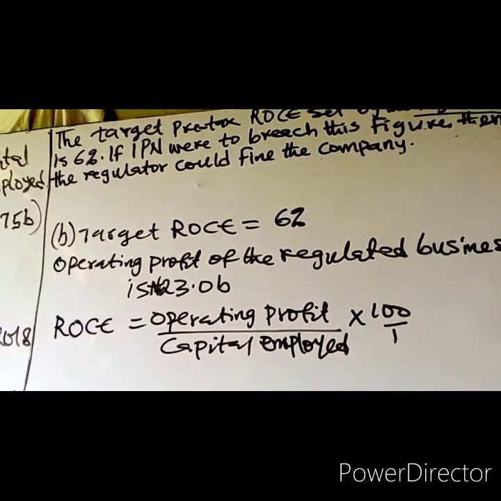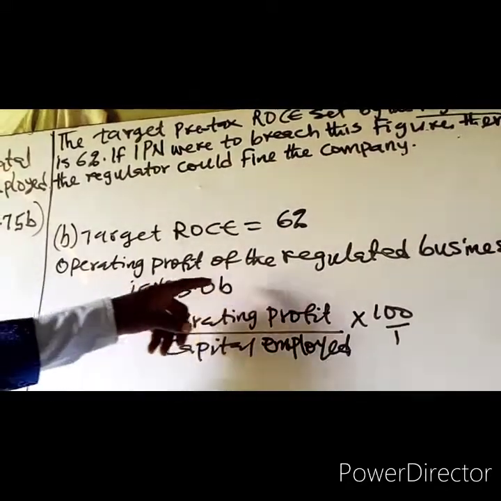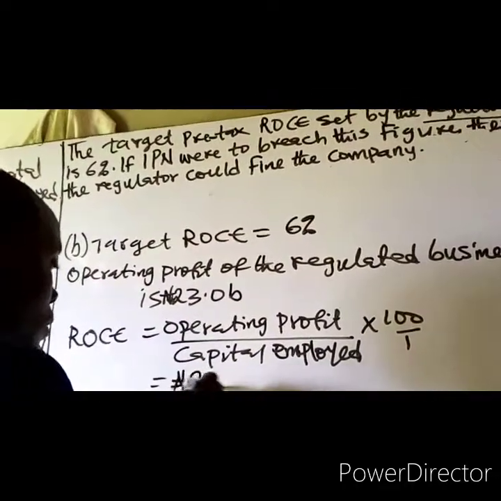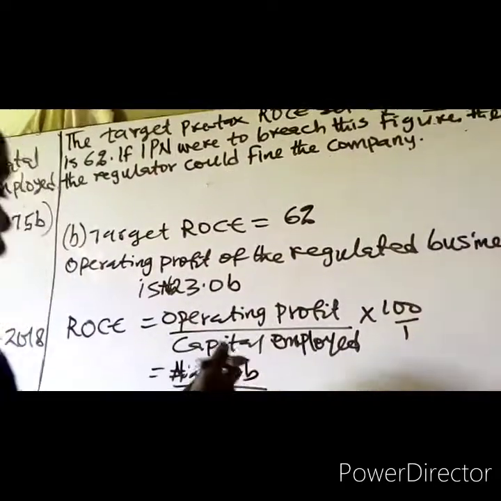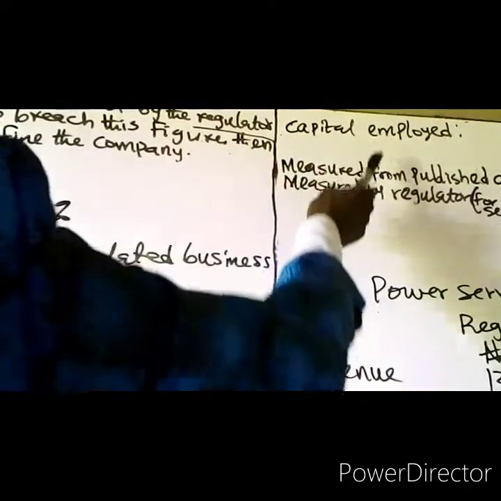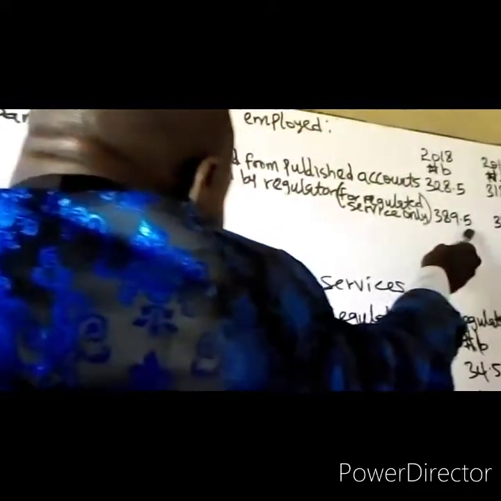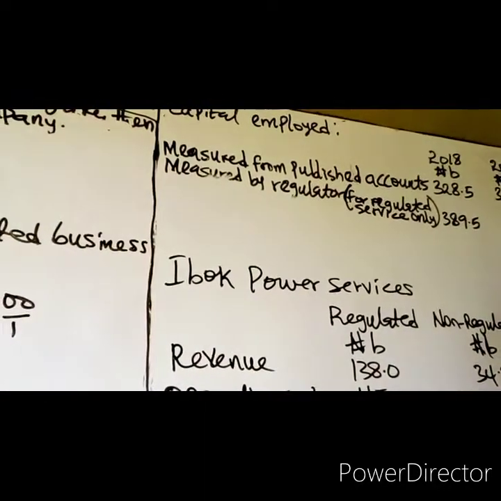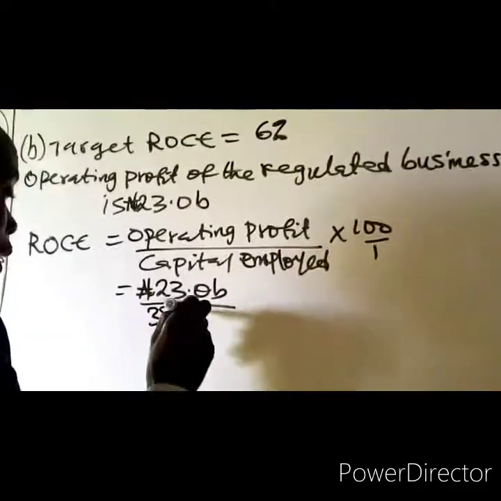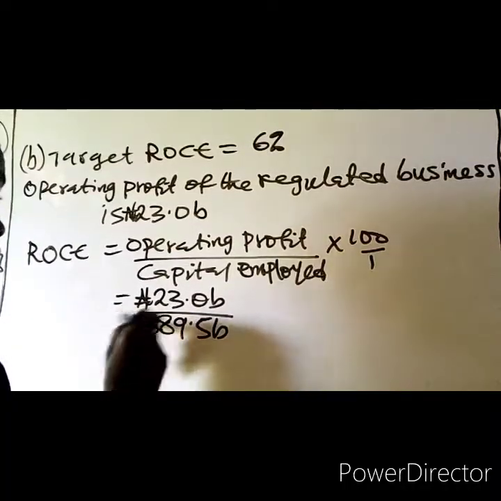So the operating profit of the regulated business is 23.0 billion over capital employed. Now, you are given capital employed, the one measured from public accounts and the one measured by the regulator. The one measured by the regulator is 389.5 billion. That is for 2018. So we have 389.5 billion naira times 100.